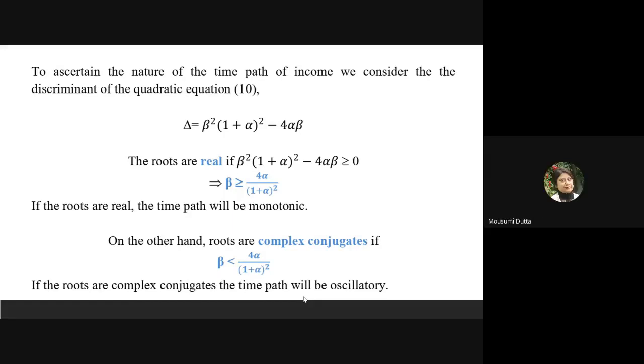So capital delta is equal to beta square into 1 plus alpha square minus 4 alpha beta. The roots are real if beta square into 1 plus alpha square minus 4 alpha beta is greater than equal to 0, which in turn implies beta is greater than equal to 4 alpha by 1 plus alpha square. Is this fine to you?